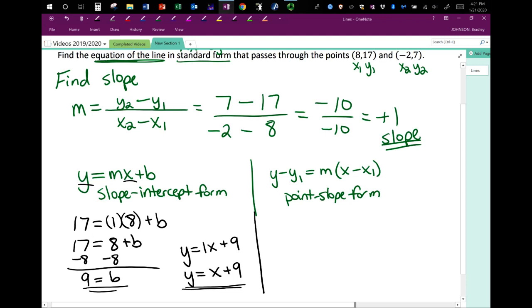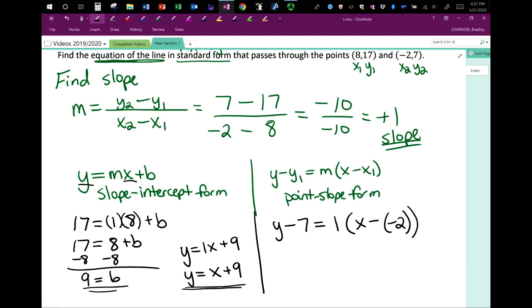So over on the right-hand side, I'm even going to use the other point. I used 8, 17 on the first method. The second method, let's just use the point negative 2, 7. So this would be y minus 7 equals m, which is 1, x minus 2. And that's because I just want to show you that it doesn't matter which point you pick. It truly doesn't matter. So let's simplify.